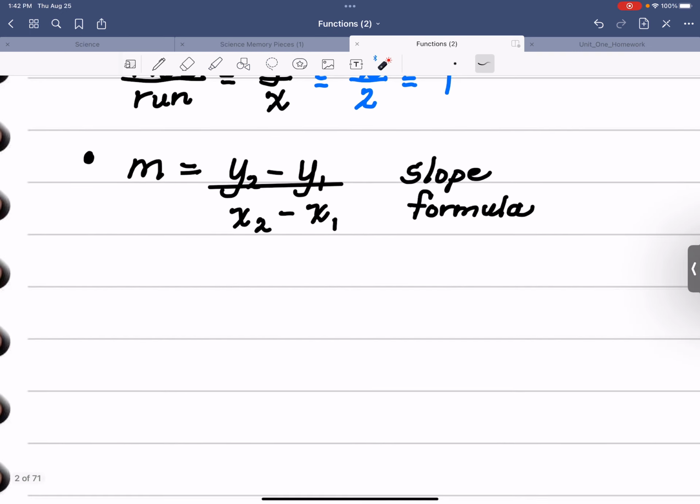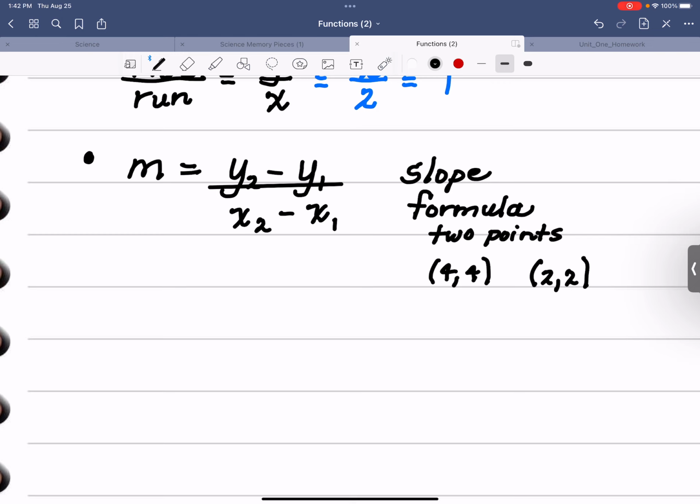So let's bring this over here, and I'm going to go ahead and write those 2 points down. We have 4, 4, up 4, over 4, or over 4, up 4. And then we have 2, 2. So over 2, up 2. So I need 2 points to do the slope formula. If you don't have 2 points, you cannot do the slope formula. So you must have 2 points.